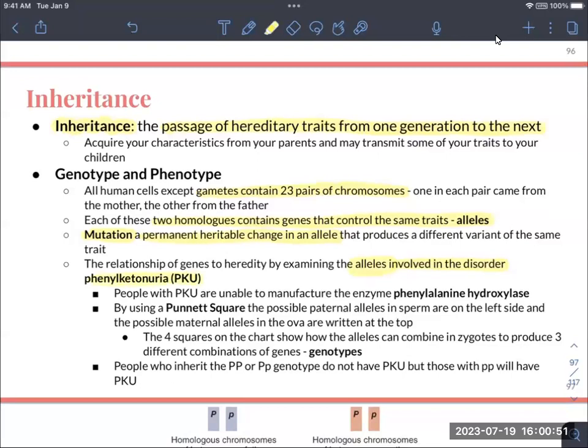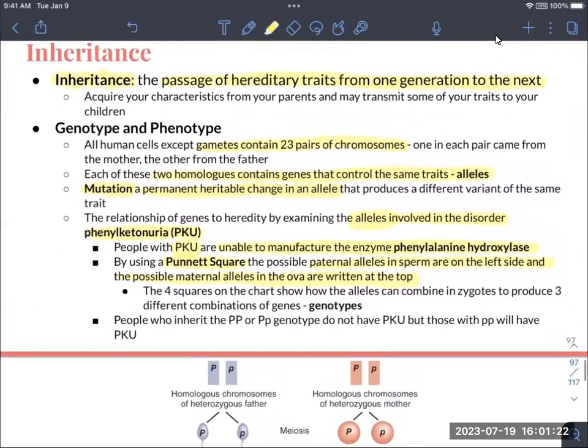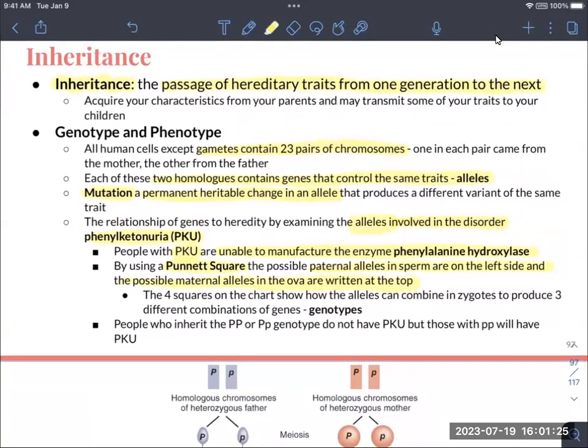Phenylketonuria, or PKU: people with PKU do not manufacture the enzyme phenylalanine hydroxylase. Punnett squares can show the possibility of getting some of these different genetic mutations. So they take paternal alleles on one side, and maternal alleles from the ova on the other. So there are 4 squares, and these 4 squares are going to produce 3 different combinations of genes known as genotypes.